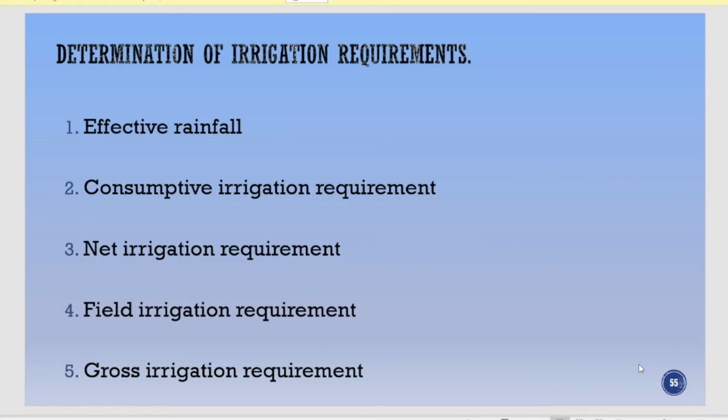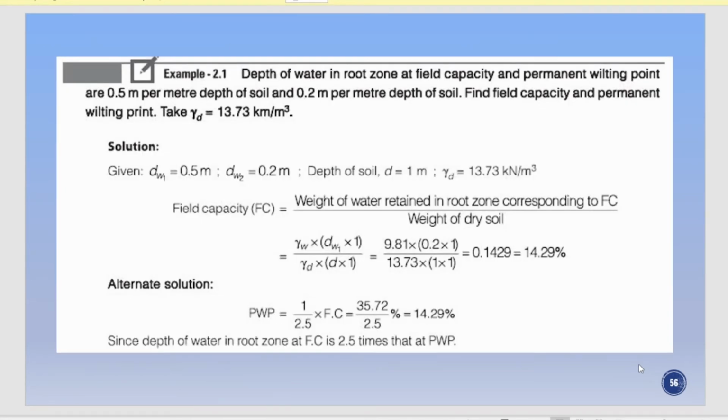Now we'll go on solving some numerical problems. First we'll solve the problems on the water, soil and crop relationship, or soil, water and plant relationship. Let me read out the first problem, then we'll try to solve it. Depth of water in the root zone at field capacity and permanent wilting point are 0.5 meter depth of soil and 0.2 meter depth of soil. Find the field capacity and permanent wilting point.